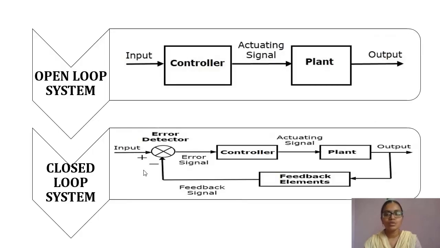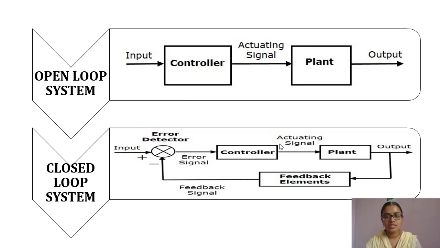A block diagram shows here the input is given to the controller, generating an actuating signal. The plant processes it and the output is achieved. So whatever may be the input given here, the output is achieved by means of controlling parameters. We are not going to get anything back from the output. So the input here is not dependent on output. If we want to change the output, we have to manually change the input parameter in this controller parameter. So this is called open loop system.